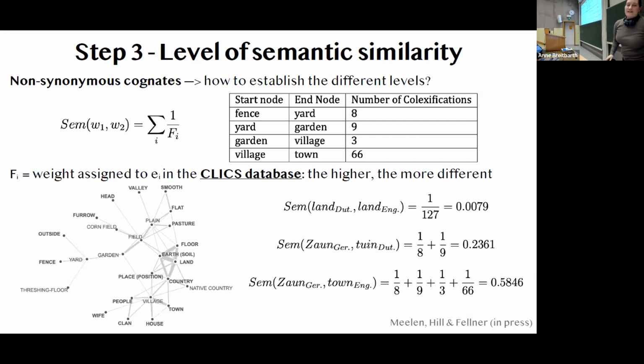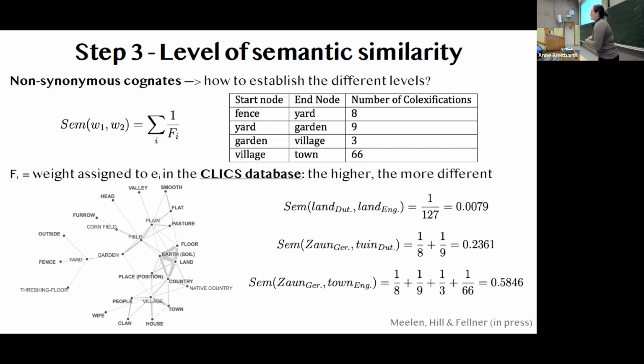So how do we establish the different levels? Well, we propose to look at this CLICS database, and the CLICS database gives you network graphs like these, right? And you can actually see fence there and garden. So fence is there, and then garden is there, and town is here. So they're connected to each other, but a bit more remotely than some other things. Now, the thicker the line, the more languages in the world, and there are thousands and thousands of languages in this CLICS database, have the same word for this concept. So if there's a very thick line between, let's say, earth and land, then it means that in a lot of languages, the word for earth and land is the same word.